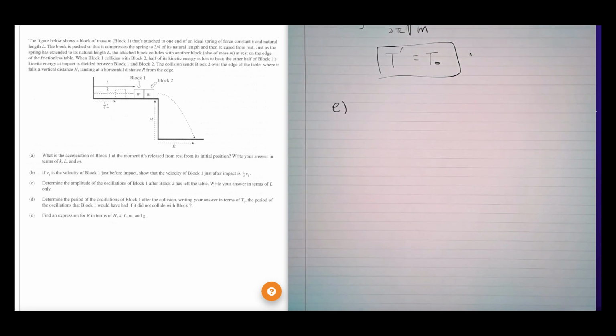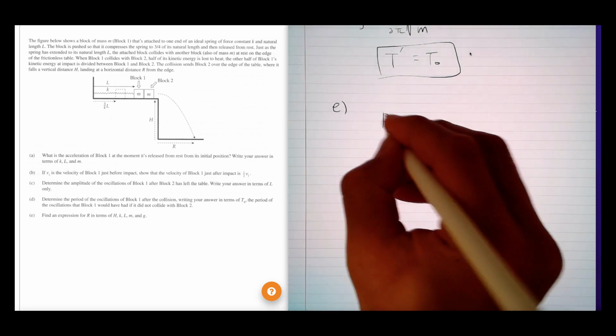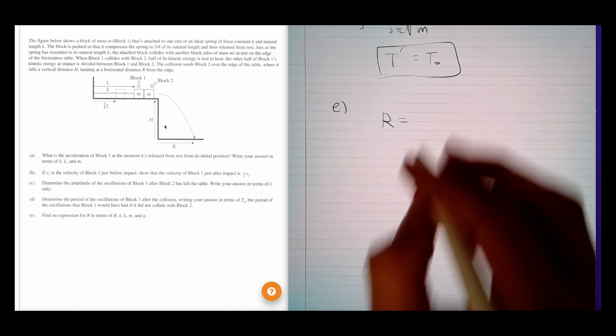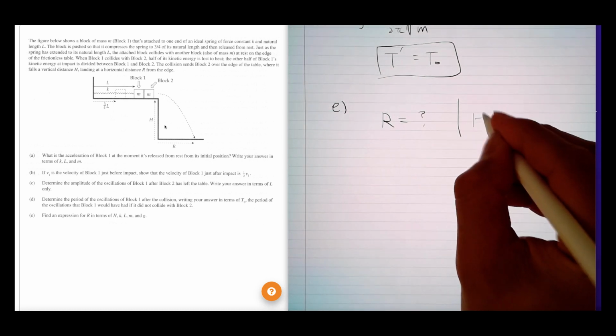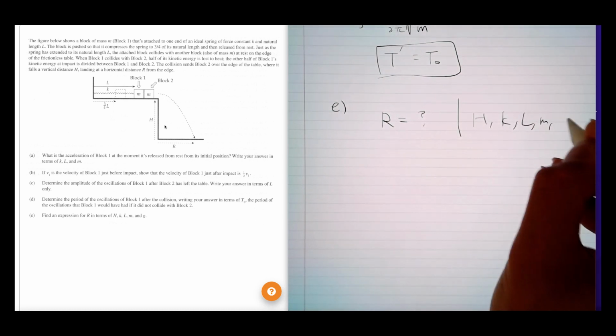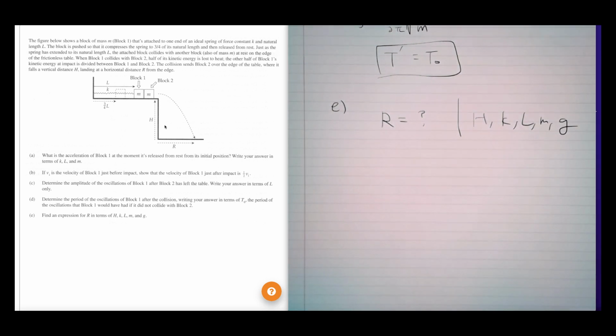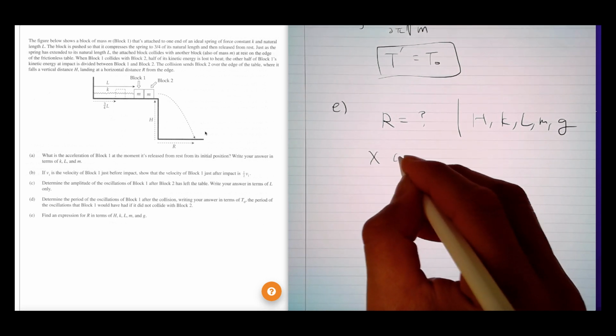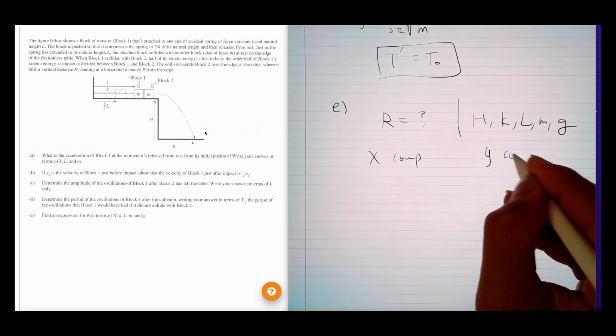Find the expression for R in terms of H, K, L, M, and G. So it's asking us how far this block will travel after the collision. So only in terms of H, K, L, M, and G. Those are the acceptable variables in your answer. This is clearly a projectile motion. So let's split into X component and Y component.